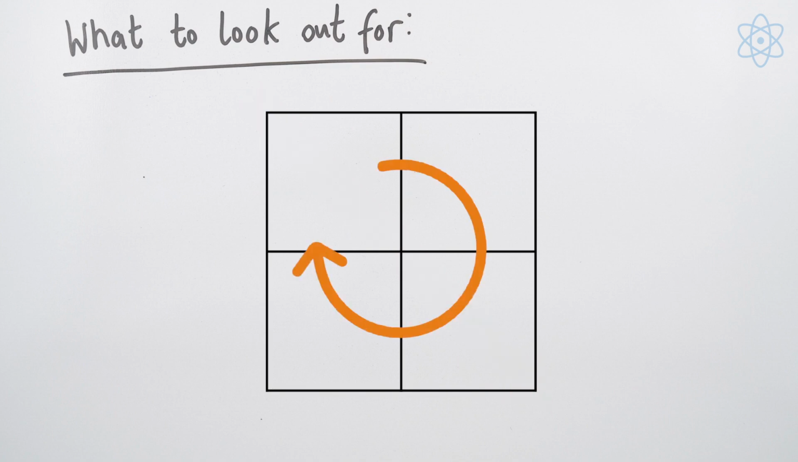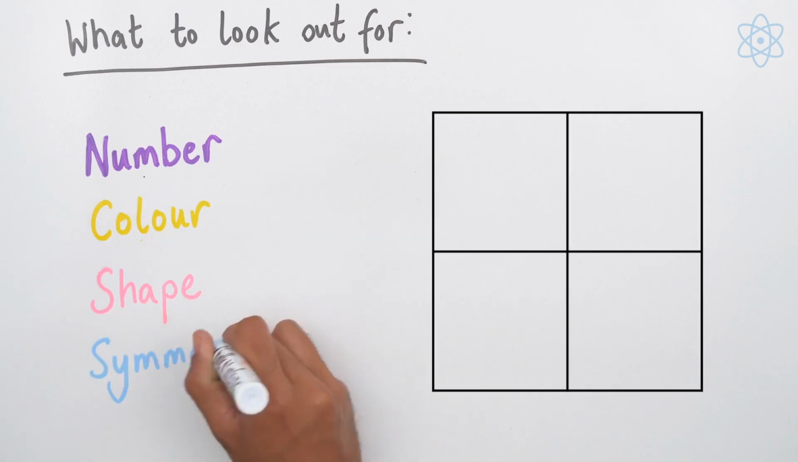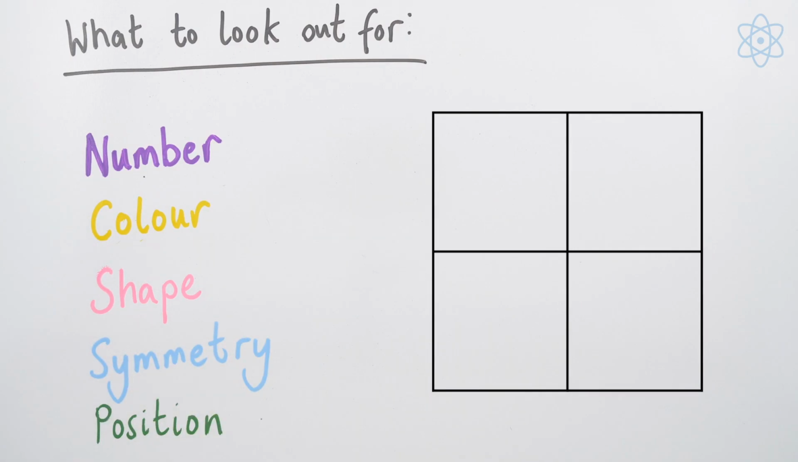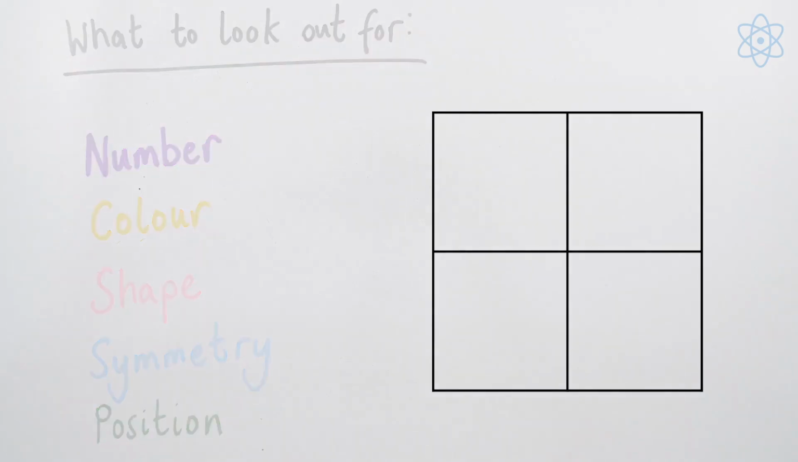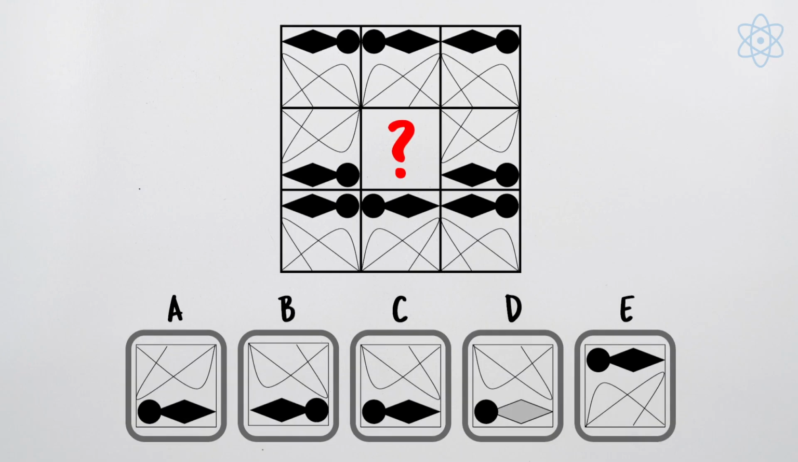The patterns in the matrix might be based upon number, colour, shape, symmetry or position. There can be more than one pattern at work in a matrix, so it's important to keep all of these features in mind. So let's jump straight into looking at some questions. When we look at this matrix as a whole, it looks quite tricky, but if we work methodically we will find the answer that fills the gap correctly.